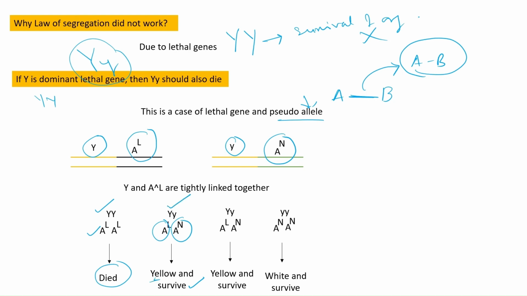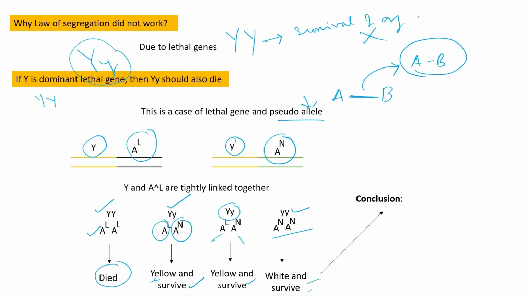So capital Y is only giving the coat color. It is not influencing the survival of an organism. That is influenced by another gene, known as the lethal gene, denoted by AL, and this gene is very tightly linked with capital Y. Similarly, again capital Y small y, AL and AN: yellow and surviving. Small y is linked with the normal gene, so white, and they are surviving.